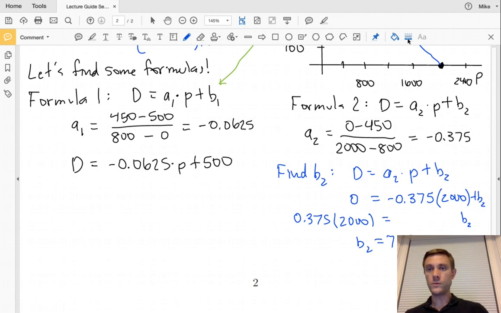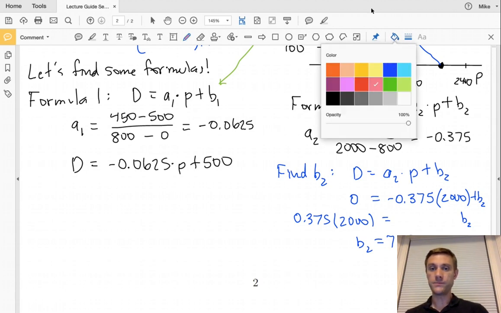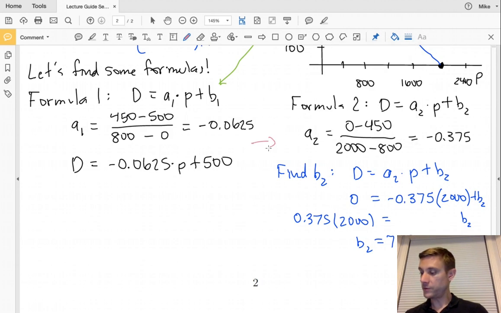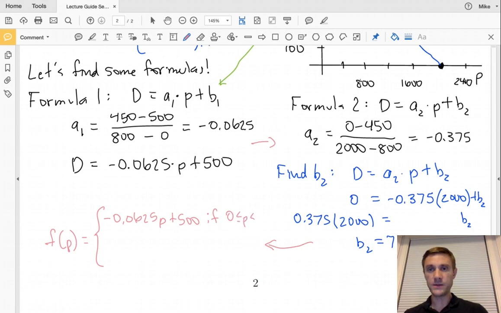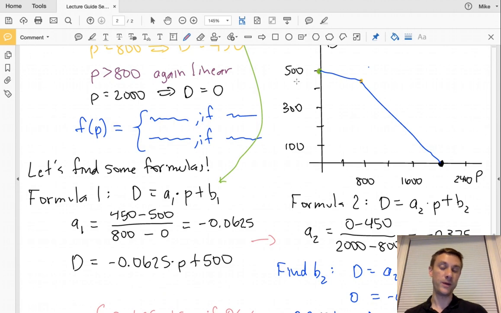Okay, so here's us putting it all together. So we found formula 1, we found formula 2, and now we're going to put all the pieces. So the eventual thing we were supposed to figure out was a formula for demand, some function of price. Okay, so our first formula we figured out a couple minutes ago. So here's our negative 0.0625 price plus 500. And that's true if our price is between 0 and where did it stop? It stopped at, so price 0, I mean, I guess negative prices don't really make any sense. And then it stopped at 800.